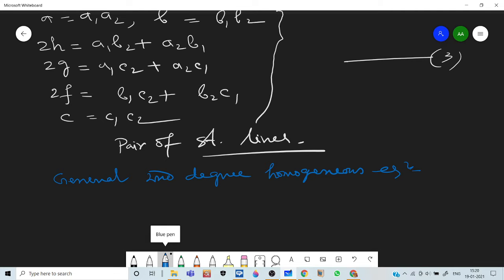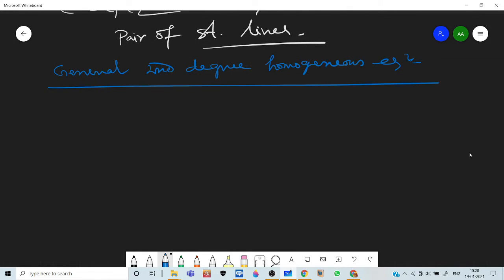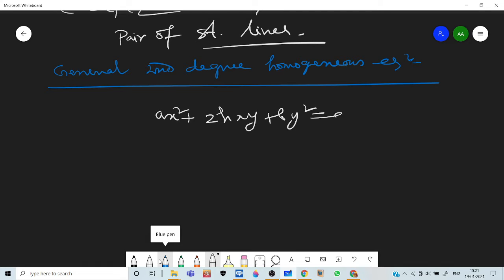A general second degree homogeneous equation is of the form ax square plus twice hxy plus by square equal to 0. These are the homogeneous terms, all of second degree. We call this equation 1.